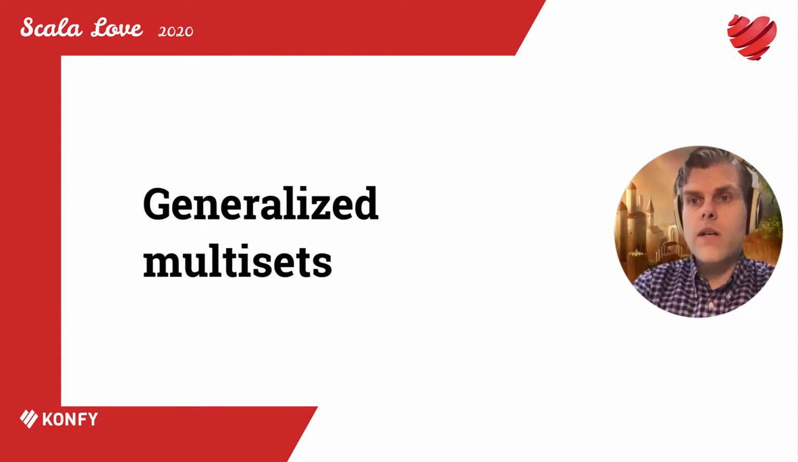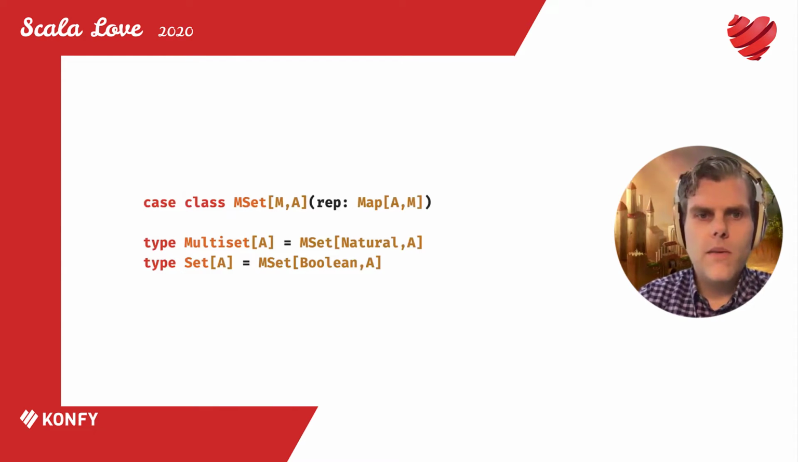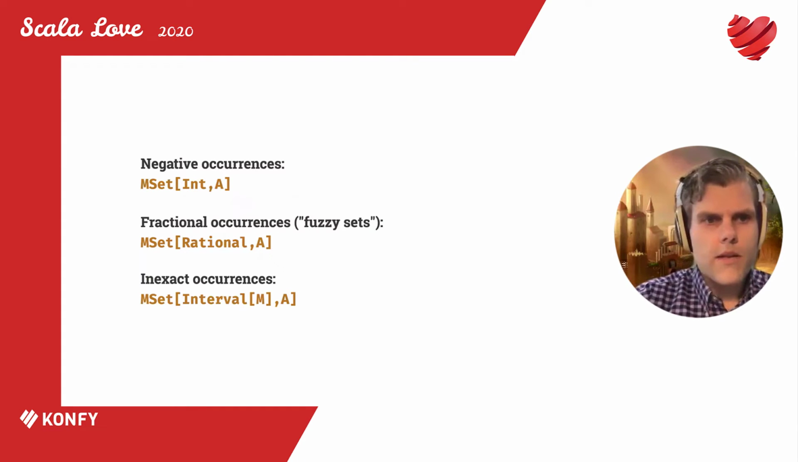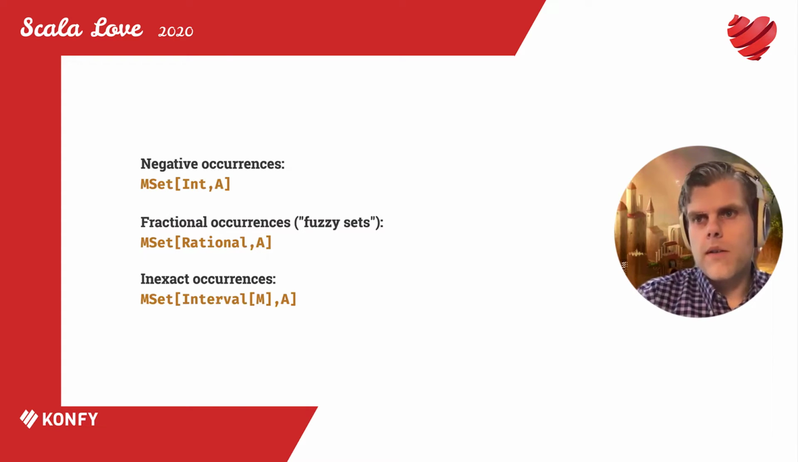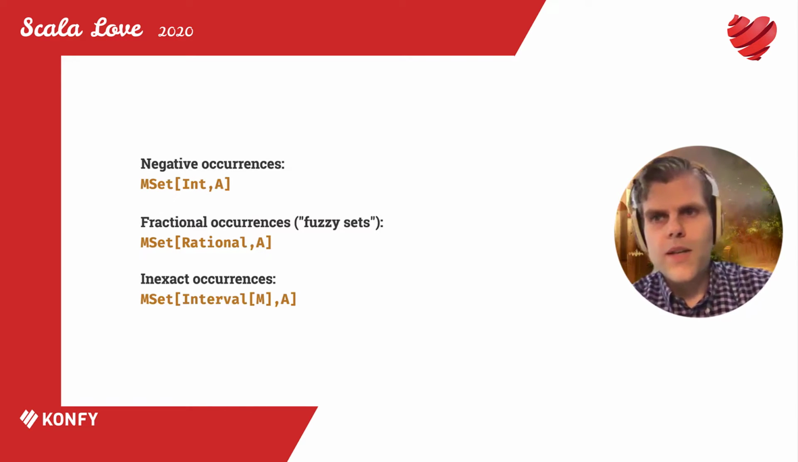So anyway, we can generalize multisets, and I do this in the library, actually. We have generalized multisets. So we have this class MSet M A, where M is the type of the multiplicities, and A is the type of the elements. That's just represented by a map from A to M, where the ordinary multiset is an MSet with multiplicities in the naturals, and the ordinary set is an MSet with multiplicities in the Booleans. And there's a whole zoo of these things. Like we can have negative occurrences, where any given A can appear like -3 times or something. There are fractional occurrences.